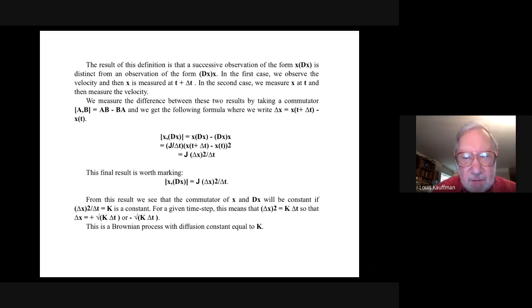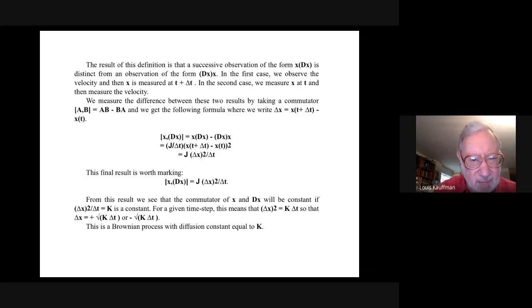You will notice that I now divided by delta t. So I get that the commutator of x with dx, where dx is my new velocity, is given by j times delta x squared over delta t, the distance step divided by the time step. So that's my basic commutator of position and velocity. The position and velocity commutator is this time operator, which you can ignore if you're just thinking of the numerical values, times the step squared divided by the time step.